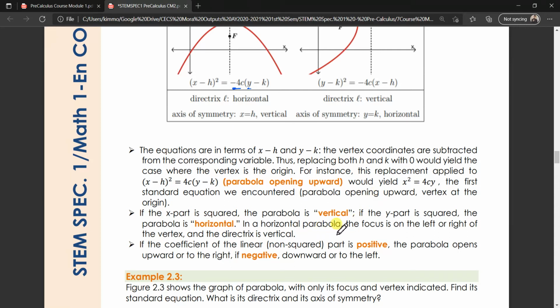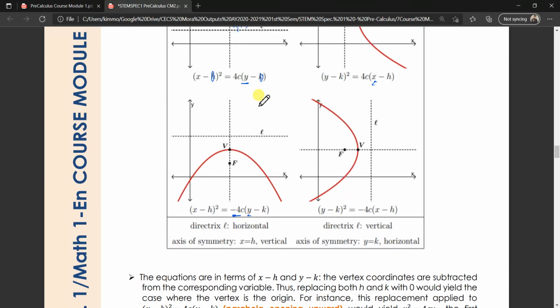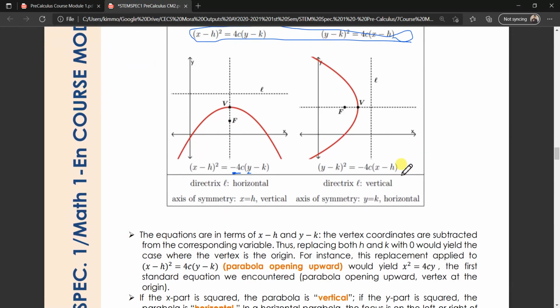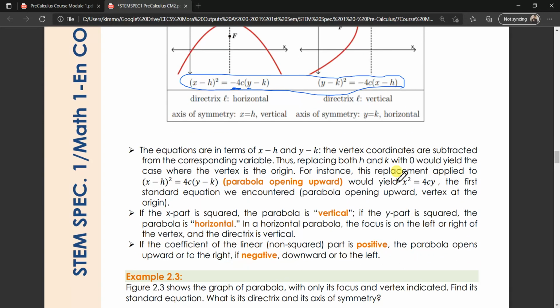In a horizontal parabola, the focus is on the left or right of the vertex, and the directrix is vertical. If the coefficient of the linear non-square part is positive, then the parabola opens upward or right. So these are the conditions. If it is positive, with 4c, then it is either opening upward or at the right side. But if it is negative, then it should be opening downward or at our left.